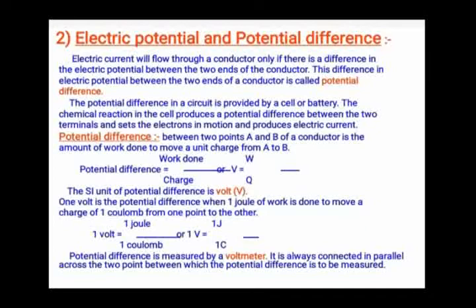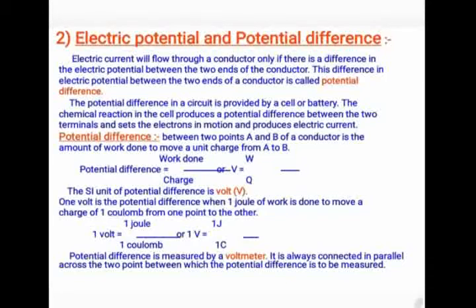Electric potential or potential difference. Electric current will flow through a conductor only if there is a difference in the electric potential between the two ends of the conductor. This difference in electric potential between the two ends of a conductor is called potential difference. The potential difference in a circuit is provided by a cell or battery. The chemical reaction in the cell produces a potential difference between the two terminals, sets the electrons in motion and produces electric current.